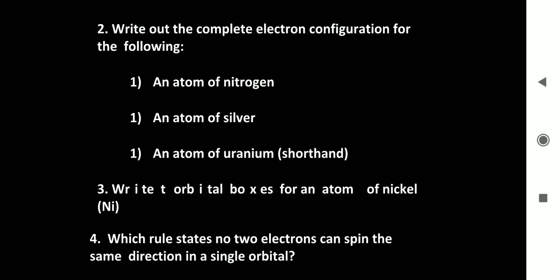Next question, write the orbital boxes for an atom of nickel. Fourth question, which rule states no two electrons can spin the same direction in a single orbital?